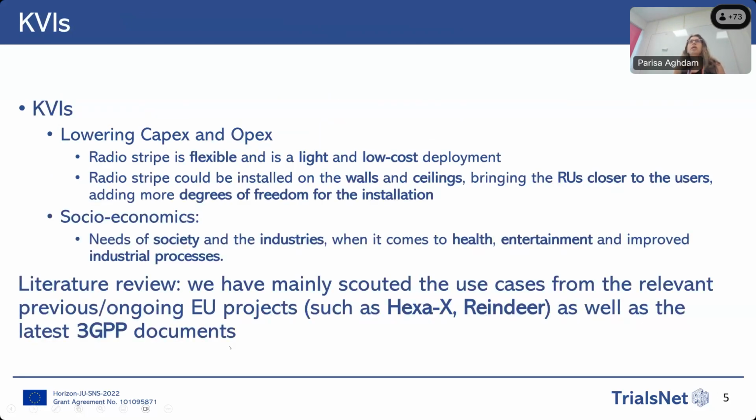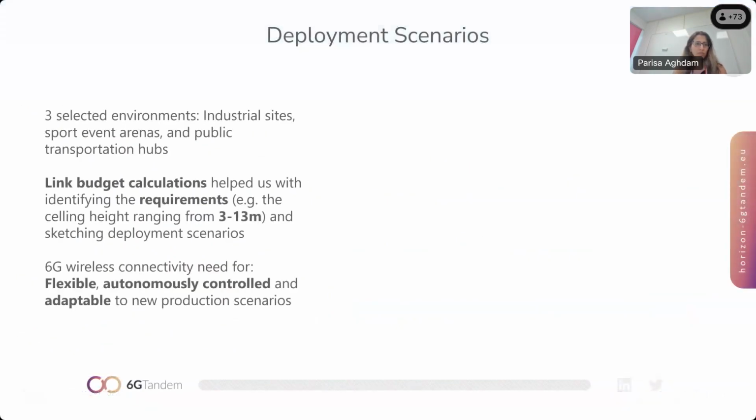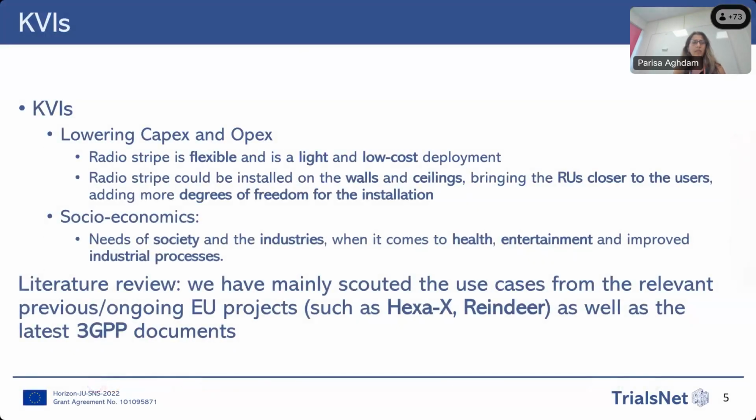So about the KVIs, essentially through the use cases that we have investigated, we mainly have focused on the socioeconomic aspects and of course lowering CAPEX and OPEX. And why do we think that we are lowering the expenses? Is because the radio stripe is a flexible type of deployment. It's light, low cost, and our transceivers will also be realized in silicon technology, so by CMOS, by Infineon. So the whole thing should be inexpensive.